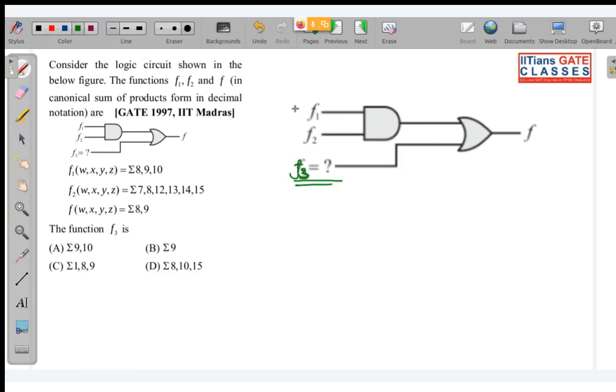You have been given the minterms of f1, f2 and f. So what is f? Okay, what is f over here? F is given, it is given that minterms 8 and 9 are present, 8 plus 9. What about f1? So it is 8, 9, 10. I should not be writing like this.